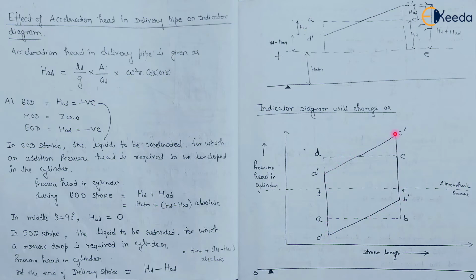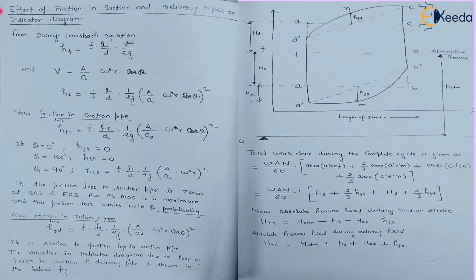Okay. Now let's see the effect of friction. What will be the effect of friction on the indicator diagram? Effect of friction in suction and delivery pipe on indicator diagram. You know very well the Darcy equation, hf is equal to fLv square by 2gd. So from this equation we can calculate the head loss: fL by d, 1 by 2g, capital A by small a, omega r sine theta, whole square. This is omega r sine theta.